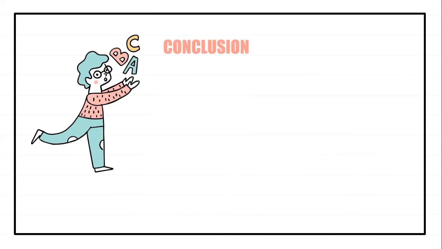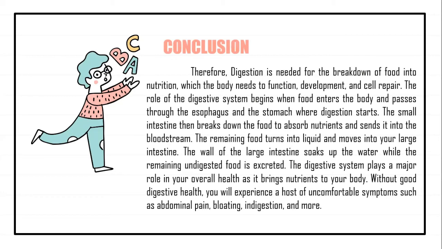In conclusion, our digestion is needed for the breakdown of food into nutrition, which the body needs to function, develop, and for cell repair. So the role of our digestive system begins when food enters the body and passes through the esophagus and the stomach where digestion starts. The small intestine then breaks down the food to absorb nutrients and send it into the bloodstream. The remaining food turns into liquid and moves into our large intestine.